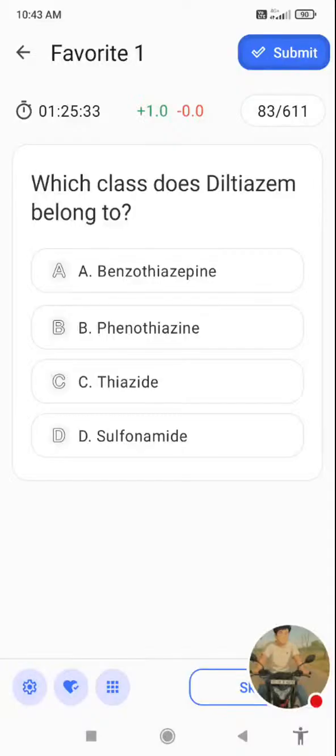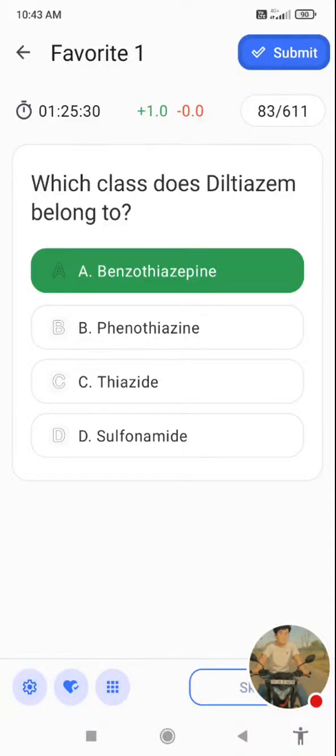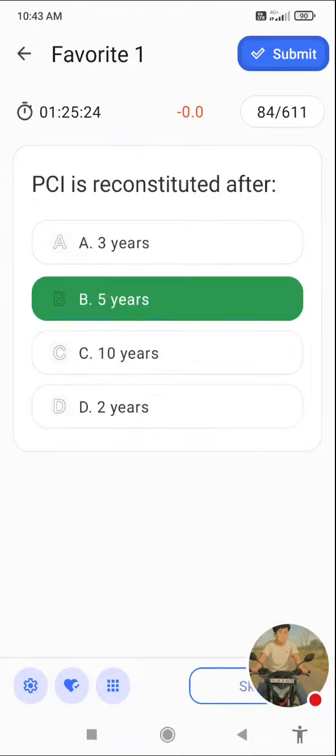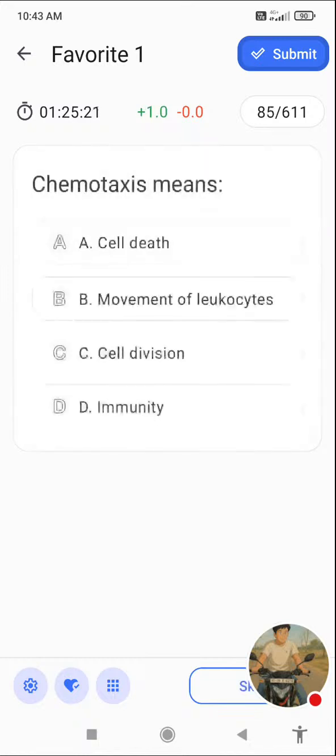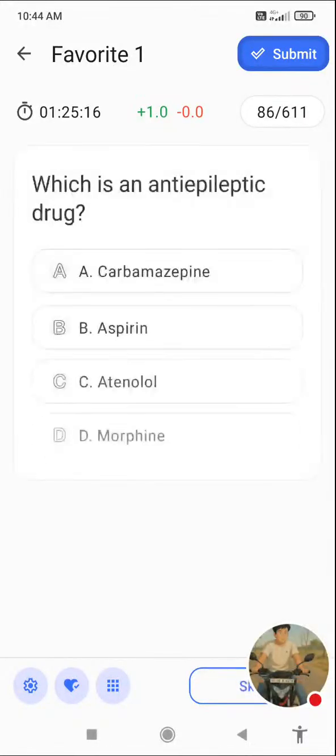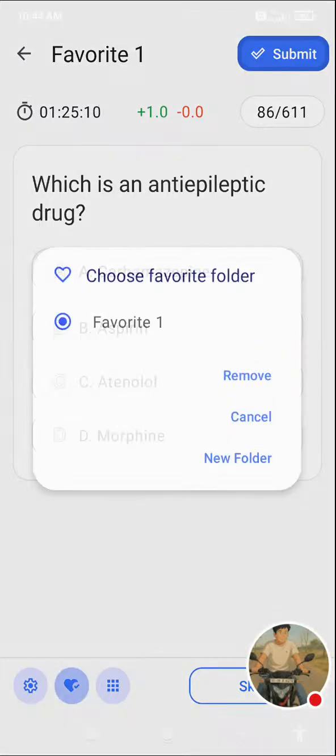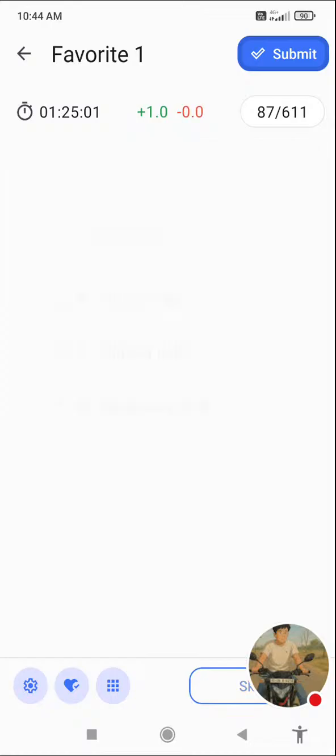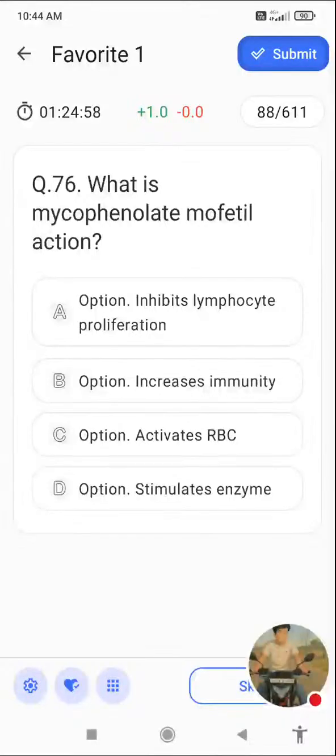Which class does diazepam belong to? Benzodiazepine. PCI is reconstituted after 5 years, option B. Chemotaxis means movement of leukocyte. What is an anti-epileptic drug? Option A, carbamazepine. Mucus secreting cells are goblet cells. What is mycophenolate mofetil's action? Option A, inhibit lymphocyte proliferation.